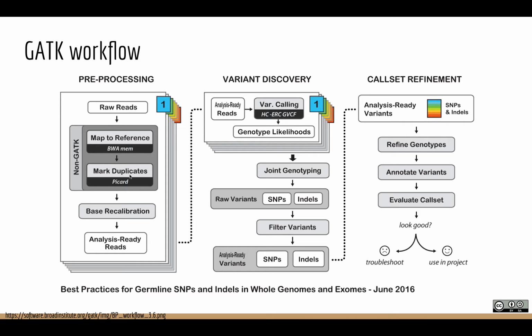And then they mention this one thing that I actually didn't talk about. It's this step called mark duplicates. This is finding duplicate molecules that arise from two different sources.